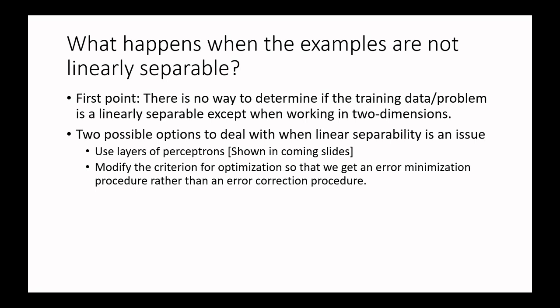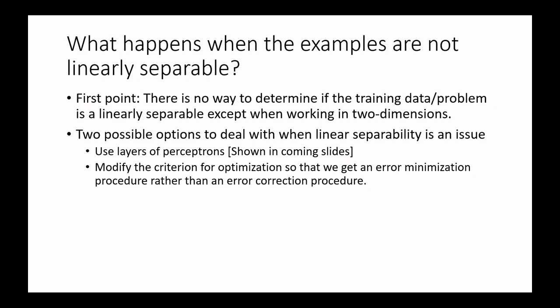Now let's look at what happens when the examples are not linearly separable. As I mentioned earlier, there is no way to figure out whether the examples are linearly separable or not. So you have to run the algorithm, and if it keeps on running and running, that means the examples are not linearly separable. So the question is, what do we do in such a case?